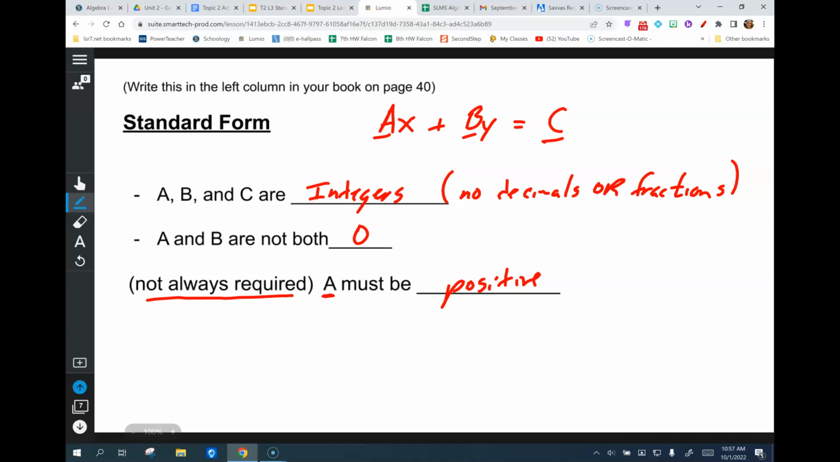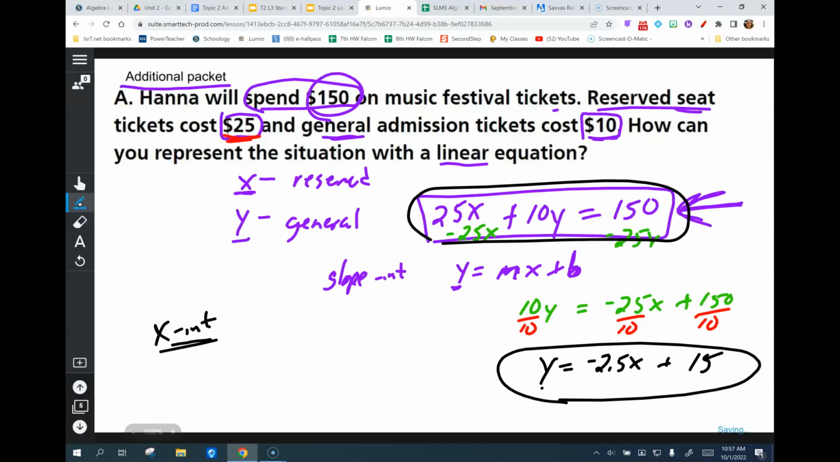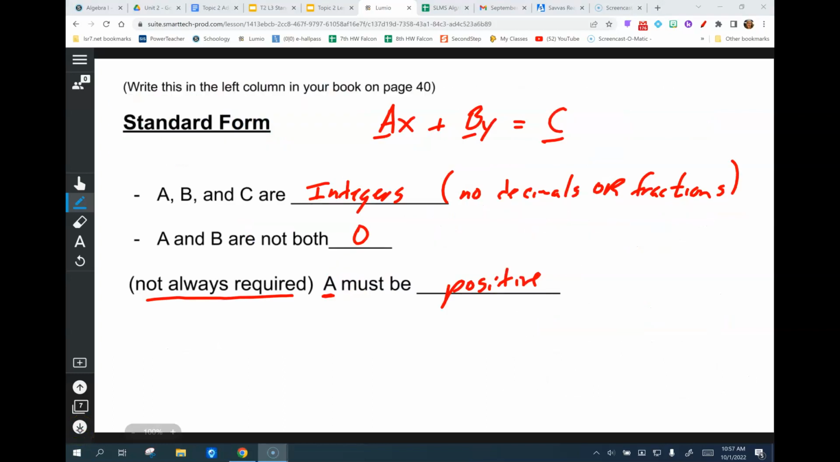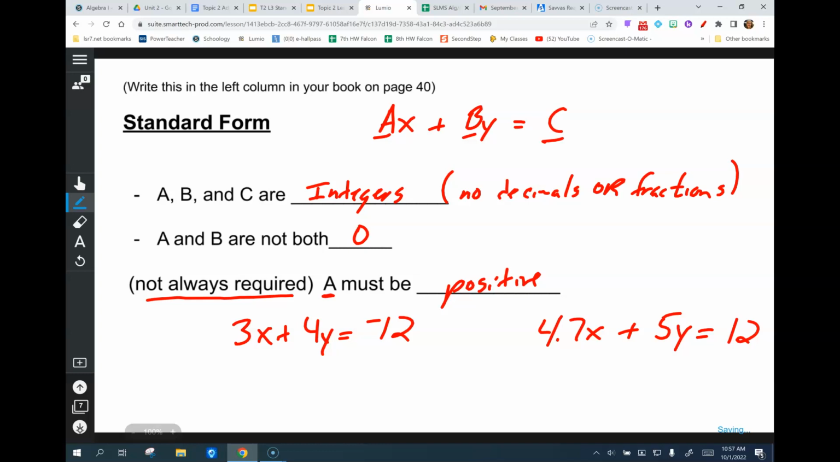And you could see how standard form has its advantages when we have to write an equation. Given information, if I'm going to write an equation, it's really handy. So if I had an equation in standard form, I might have 3x plus 4y is equal to negative 12. That could be an equation in standard form. Okay? Now, if I have 4.7x plus 5y is equal to 12, is that in standard form? No, why not? Because you can't have a decimal. None of them can be decimals.